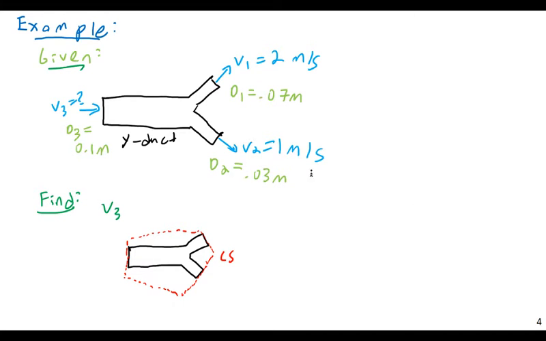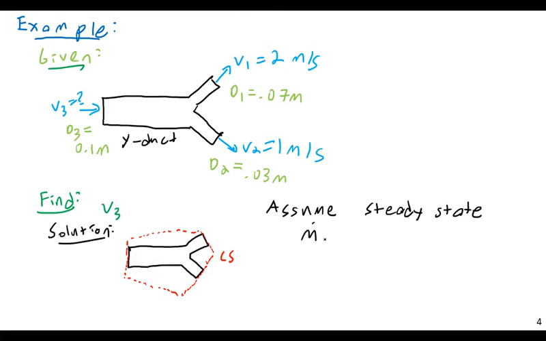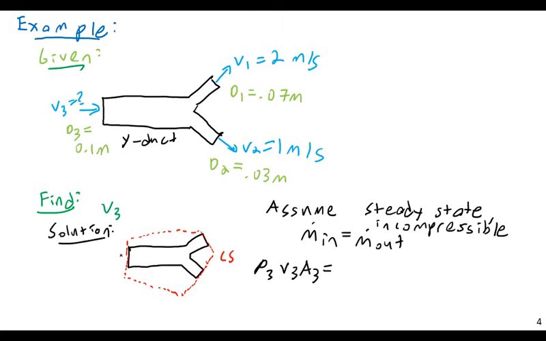And so let us consider this. Again, I'm going to assume steady state. So solution: assume steady state. And I know that m dot in must be m dot out. And so I can say rho V3, and I'll also assume incompressible. It wasn't necessarily stated, but I will assume it's the same fluid all the way through and incompressible. So if I work through this, I get rho 3 V3 A3. This will be the mass flow rate coming in from surface 3.